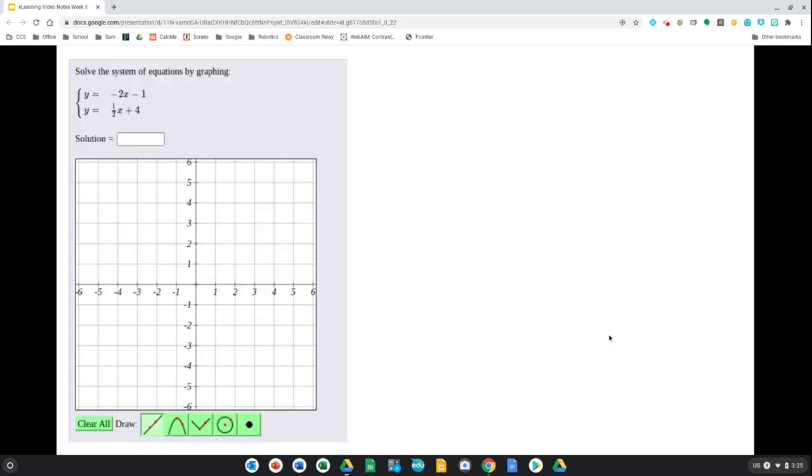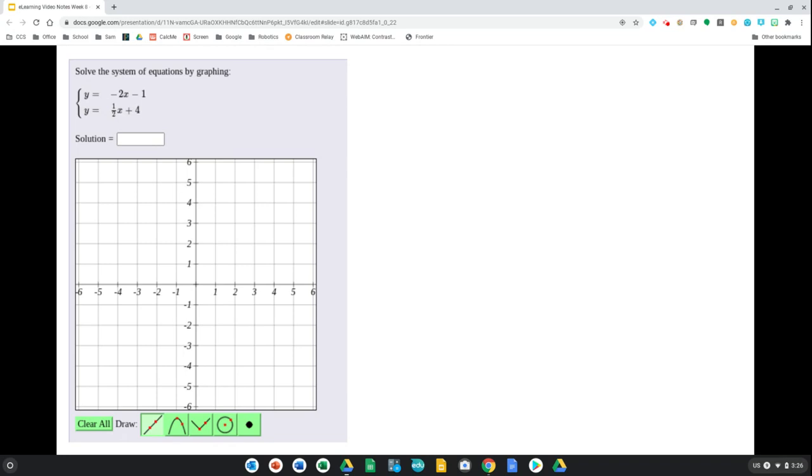The first method we looked at was graphing a system of equations. Given our two equations, we want to make sure they're in some form we can graph, like slope-intercept form. So we want to graph these two equations. We're going to start by graphing the equation y equals negative 2x minus 1.